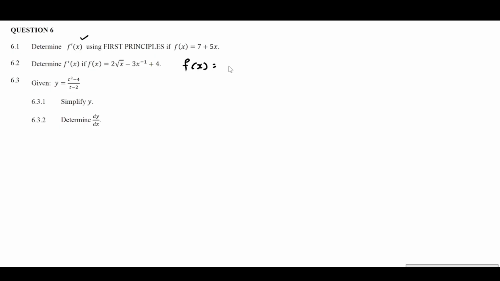Alright, let's acknowledge what we have. f of x is equal to 7 plus 5x. This one is given. And then we need to come up with our x plus h. This is going to be 7 plus 5 into x plus h. This is going to give us 7 plus 5x plus 5h. Alright, so this is our x plus h.